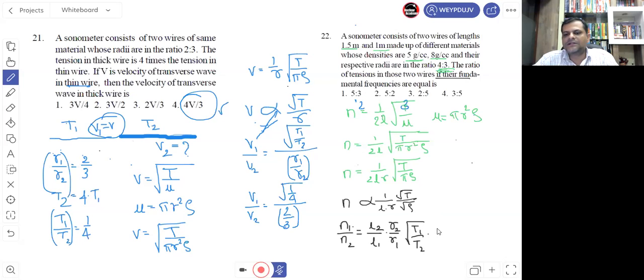but again the density is there in the denominator, and that's why the ratio of densities will be reciprocal, that means rho 2 upon rho 1 like this. Yes, but since the fundamental frequencies are given to be equal, we can just cancel this n1 upon n2 and replace it by 1.